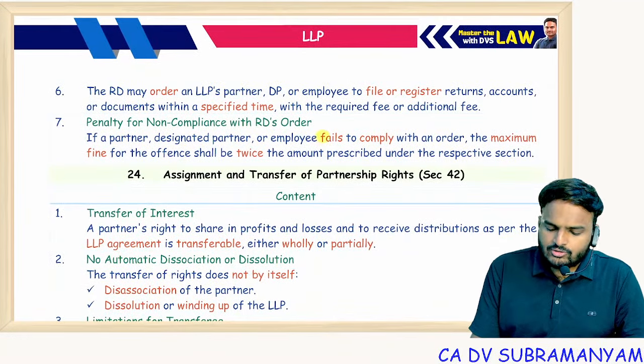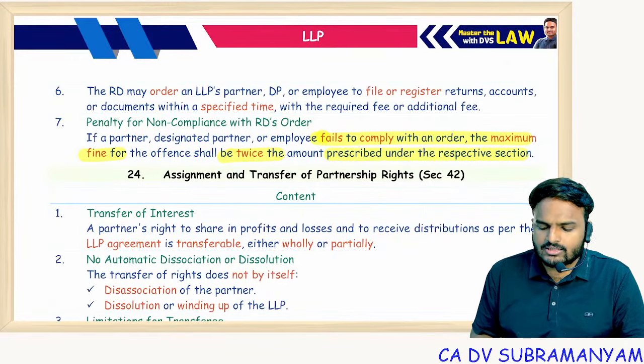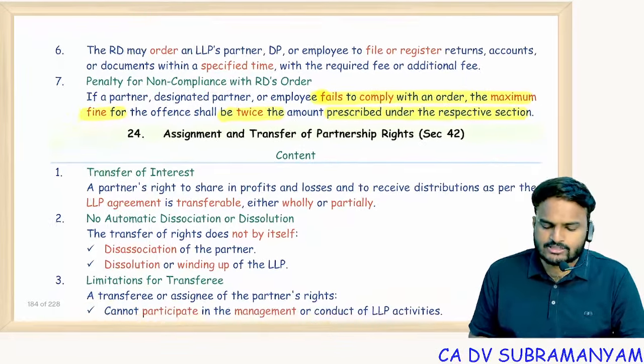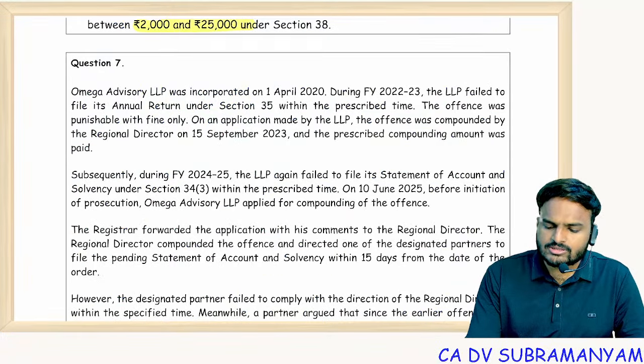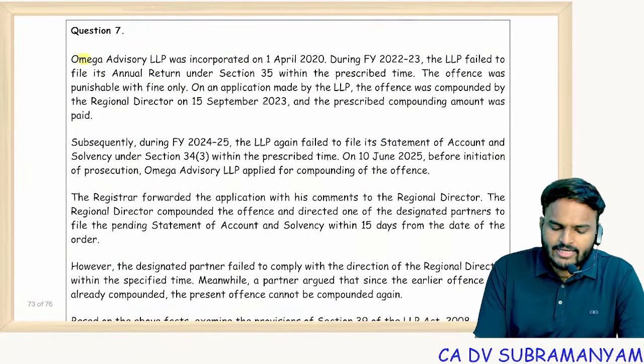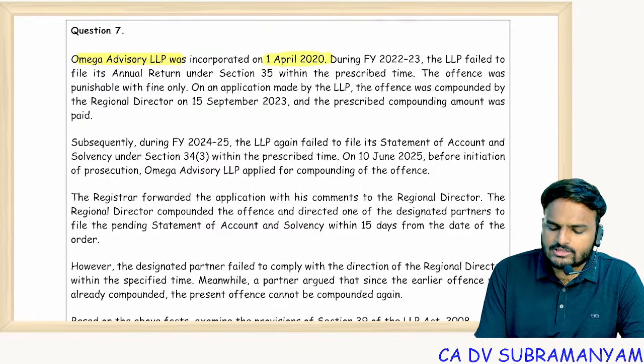Next one, fail to comply with RD's order, maximum fine would be twice the amount of the fine prescribed in the respective section. Based on this, one question is there. Omega Advisory LLP was incorporated on 1st April 2020. During financial year 22-23, LLP failed to file its annual returns under section 35 within the prescribed time.